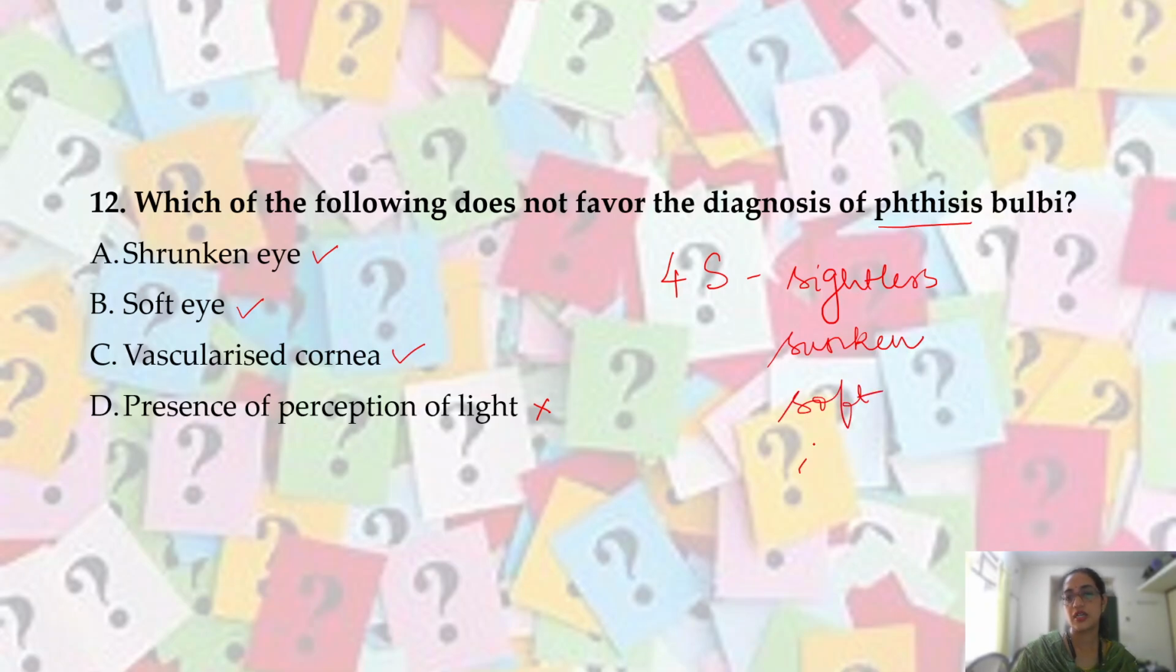soft, and shapeless. Because there is no turgor within the eyeball, the eyeball gets a quadrilateral shape because of the muscles, the four recti muscles that are pulling the eyeball. So the four S's describe a phthisical eye. There is absence of perception of light, PL negative. The right answer here is D.